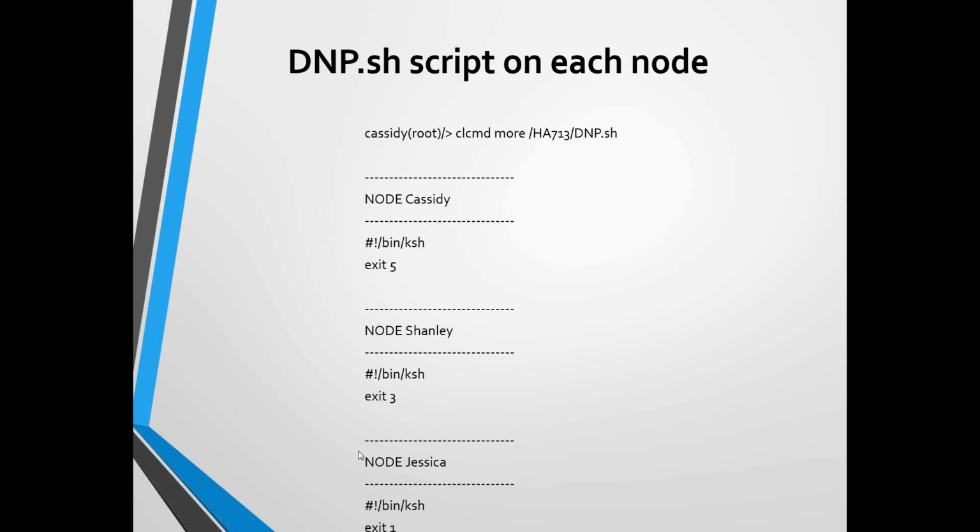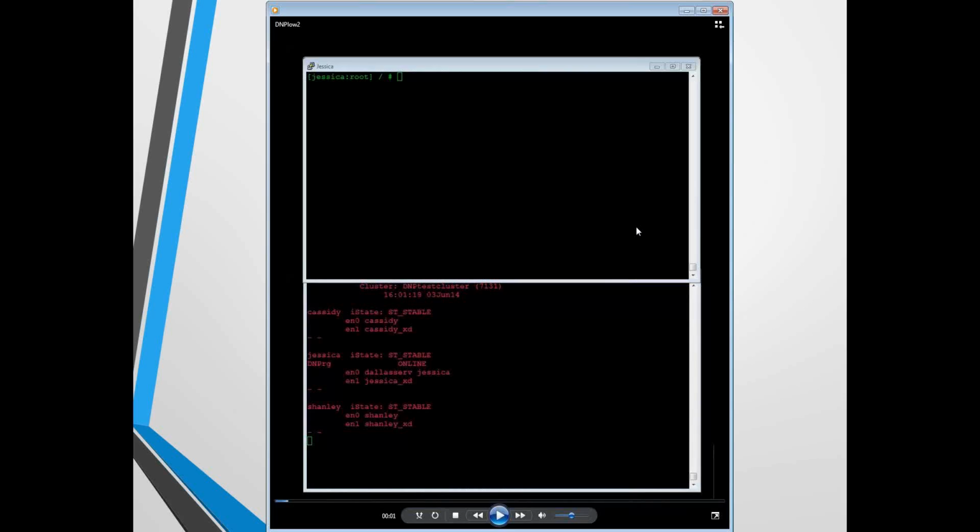Well, now we're using dynamic node priority. So I have set this script up to make Cassidy have a higher return code of 5 than Shanley. So at the time of failover, the event scripts will actually execute the dynamic node priority script we provide and make a determination based on our choice of lowest of who to fail over to, which is going to be Shanley. So now I'm going to switch over.